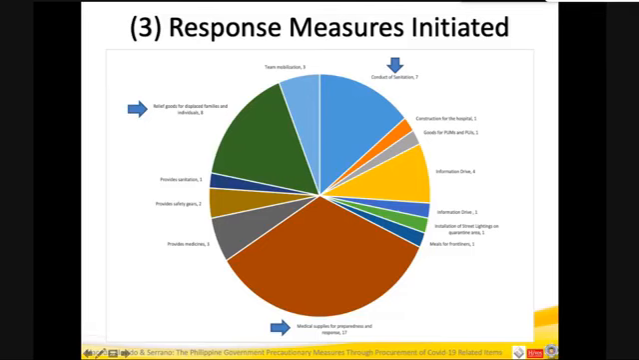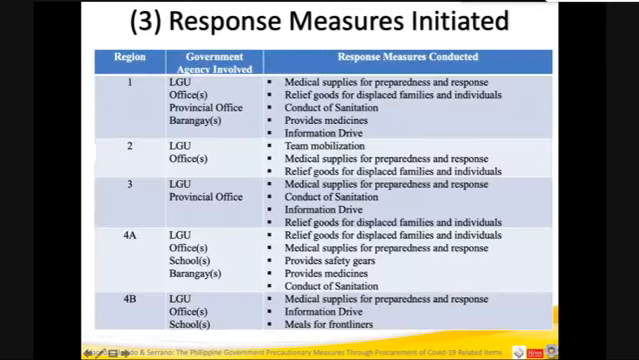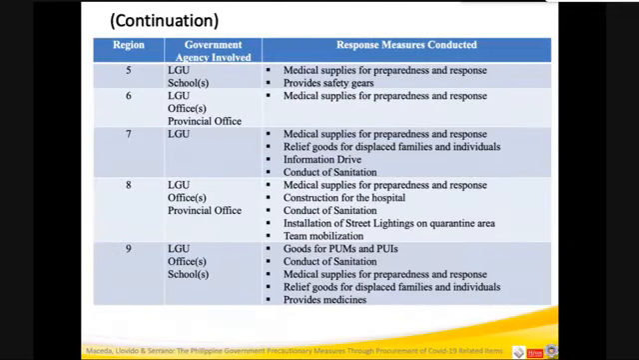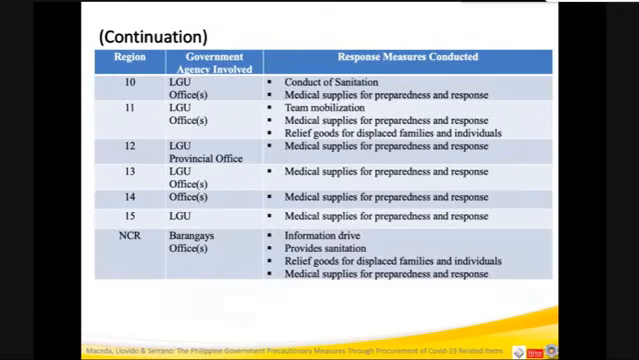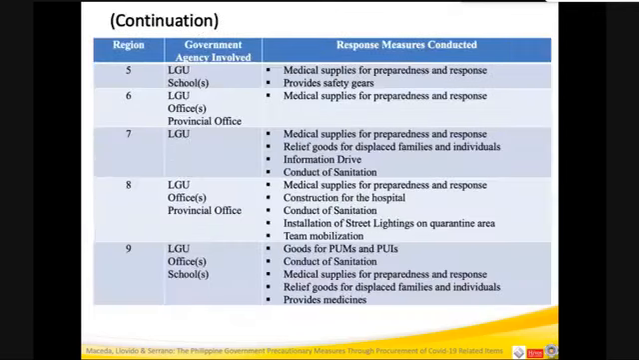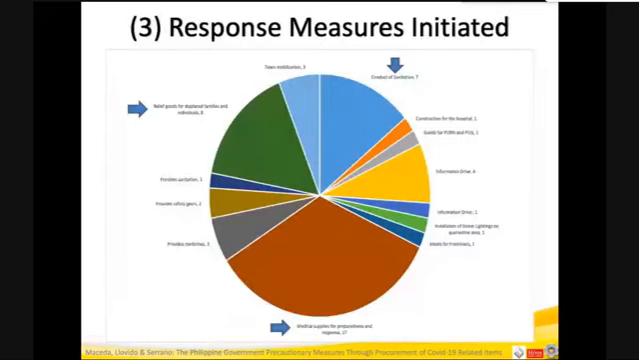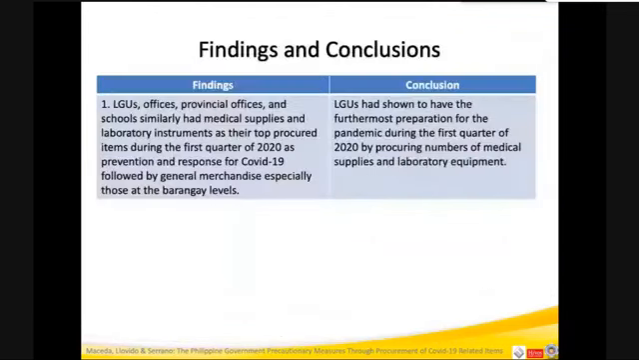Now, these are presented according to region. So for region 1, 2, 3, and so on and so forth. And then here from regions 5 to 9, and then 10 to 15. So the figure I had given before is actually the summary of the measures initiated by those various regions.